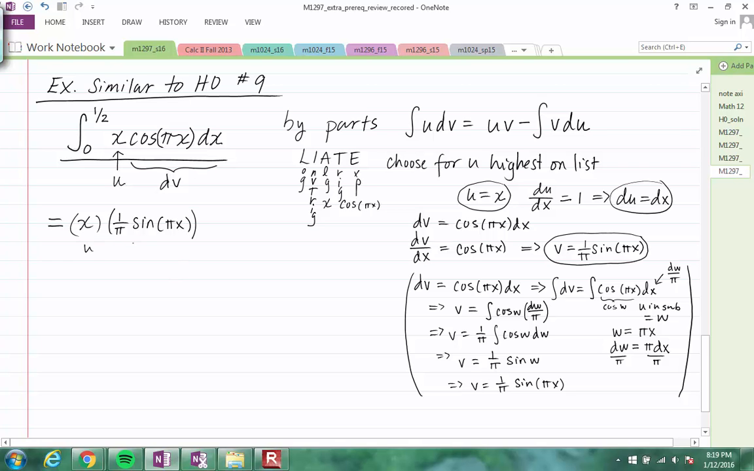So this is the uv part. The rest of the formula is minus integral v du. So I'm going to move this down because I ran out of room.